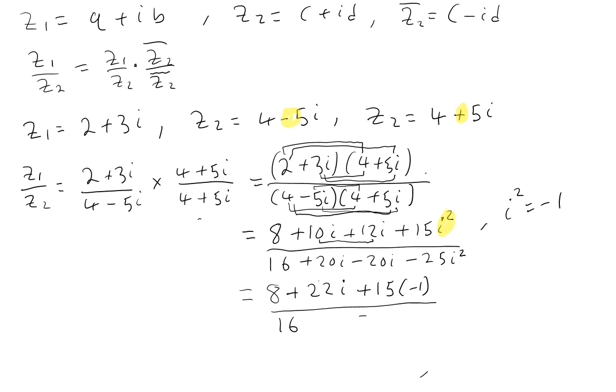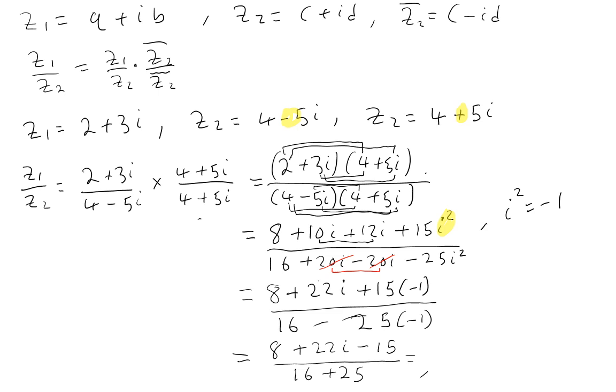Here, plus 20i minus 20i will be 0. So we'll be left with minus 25 times i square, which is minus 1. And this will be equal to 8 plus 22i minus 15, because of this minus, over 16, minus and minus will have plus 25.